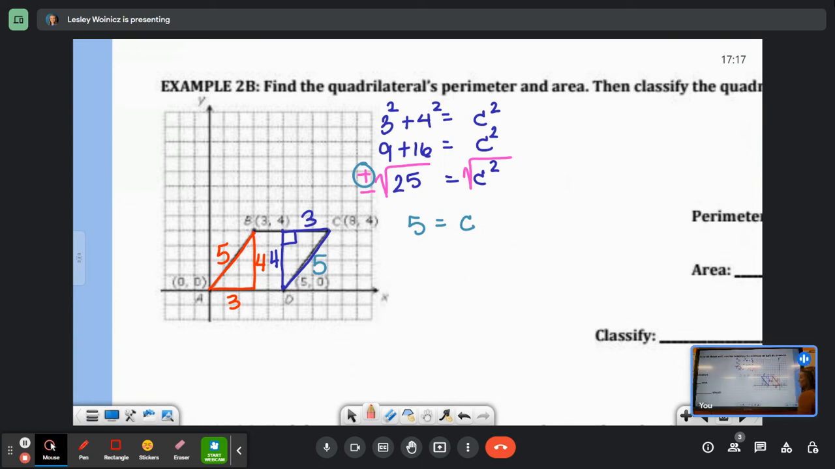Now let's count some easy blocks. We went for the hard ones right out of the gate. If I count 1, 2, 3, 4, 5, I can see that this whole side is 5. And 1, 2, 3, 4, 5, that whole side is 5. So my perimeter is 5 plus 5 plus 5 plus 5. My perimeter is 20 units.